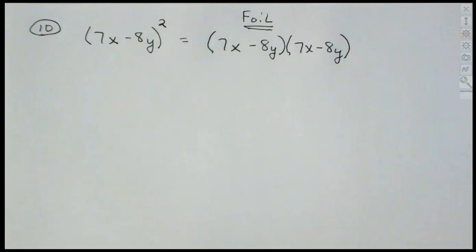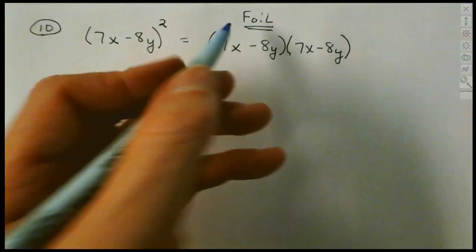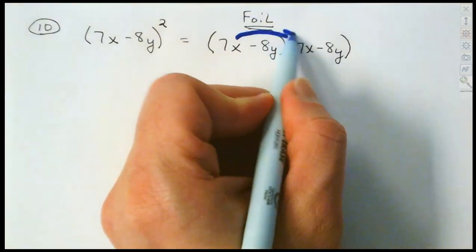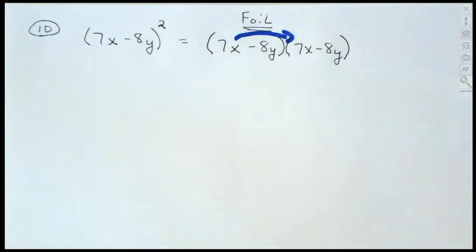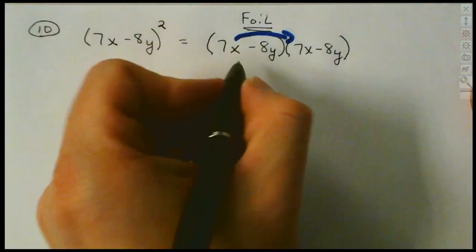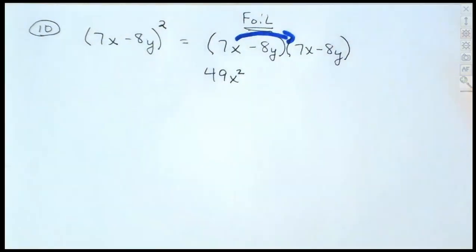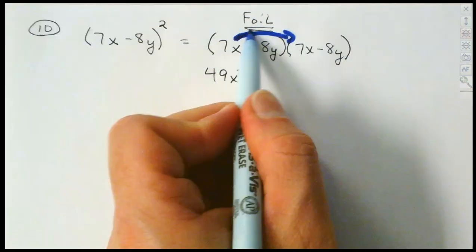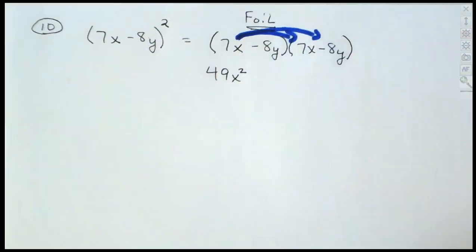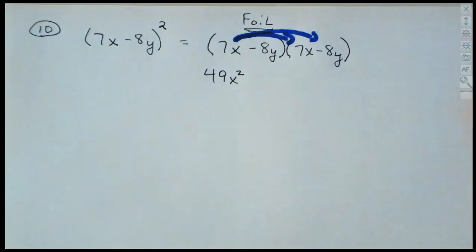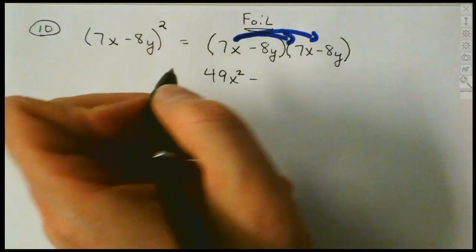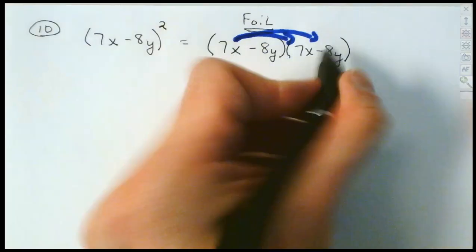In intermediate, you'll look at cubes and higher powers. But in this class, we stop at squares. And now what do we do to FOIL? Well, FOIL, we take the first times the first. So 7 times 7 is 49 x squared. And then we've got 7 times a negative 8. 7 times a negative 8, that's going to be a minus 56.